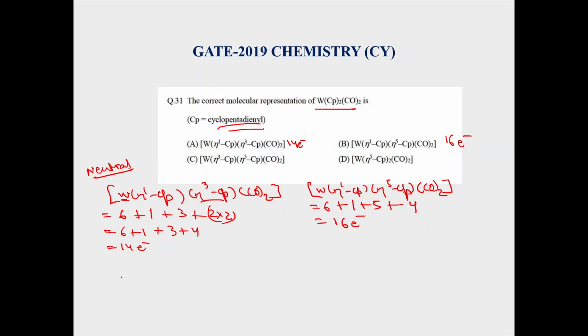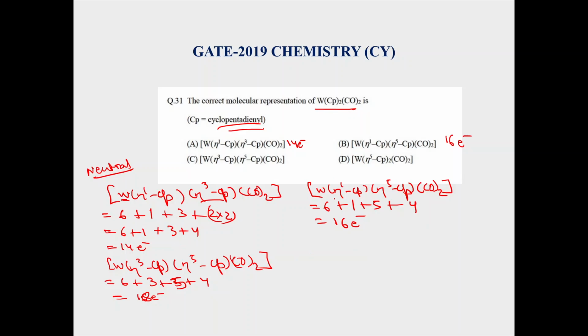Now coming to option C, that is tungsten coordinated with eta 3 cyclopentadienyl, eta 5 cyclopentadienyl, and 2 carbonyl. So here it will be 6 from tungsten, 3 from this cyclopentadienyl, 5 from this cyclopentadienyl ligand, and 2 into 2, 4 from the carbonyls. Okay, so this is 6 plus 4 plus 3 plus 5, sorry, it is 5. This is an 18 electron system.